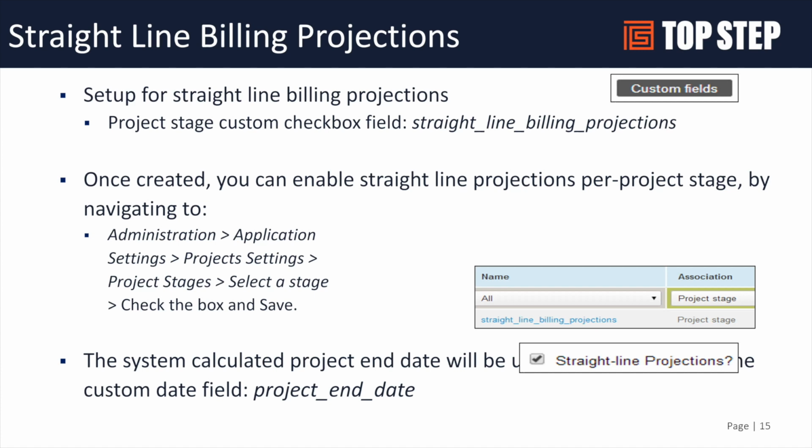And then you have to go into the stage where you want the straight line projection to behave. Again, most times we see it in some sort of a pre-win scenario, pipeline, or proposal stage, and check the box on the stage. So when projections run, all the projects in that stage will accommodate the straight line rules, and all the other projects will accommodate how you set your charge projections up as the charge projection table is created each night.